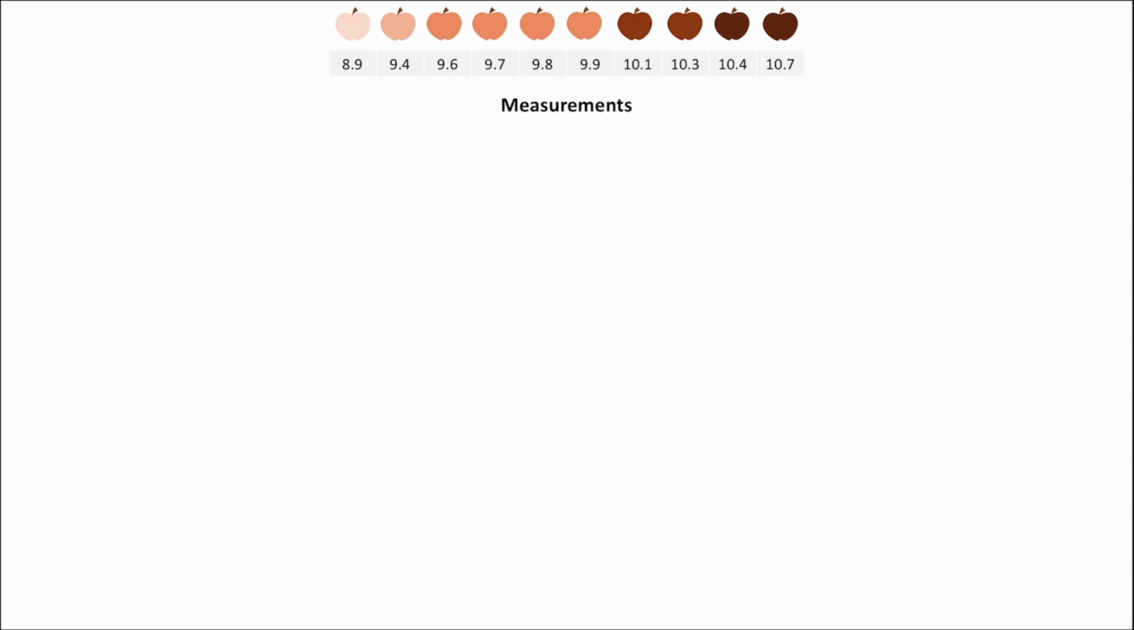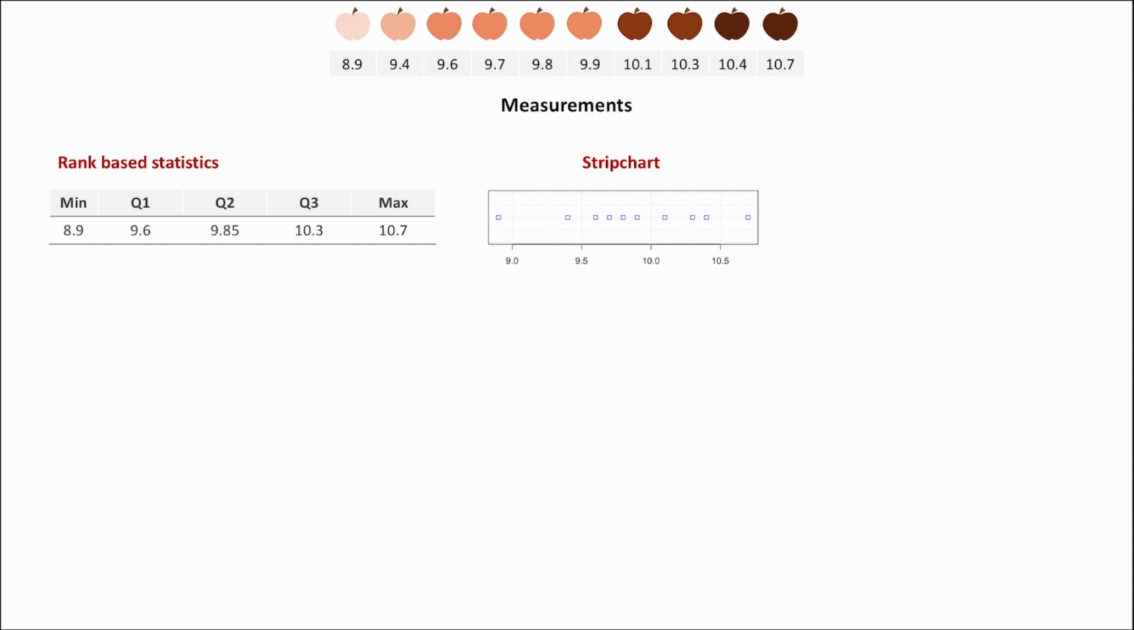Now let me summarize what we have learned so far. We learned that we can describe our measurements using different statistics and plots. First of all, the simplest plot you can make is a strip chart. It simply shows you a value along one axis, the x-axis, and the position of the value corresponds to the value itself. You can also compute rank-based statistics. So you order your values, compute a rank for every value, and then you can compute statistics based on these ranks. And we know that there are 5 main statistics: the smallest value, the largest value, the median, and also 2 quartiles, Q1 and Q3.